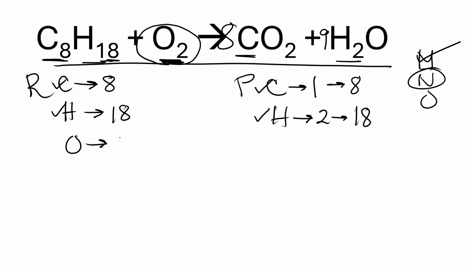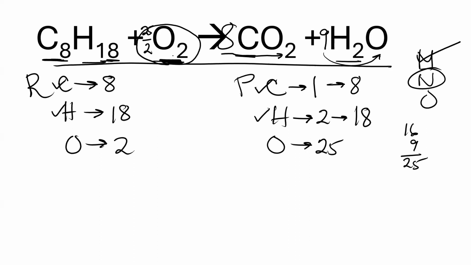Then we go to oxygen. Of course, we only have 2 on the reactant side, and on the product side, you have 8 times 2, that's 16, and 9 for this one, so that would be 25. Okay, so we need to multiply 25 over 2 here, because 25 over 2 times 2 would be 25. So that balances the number of oxygen in the chemical equation.